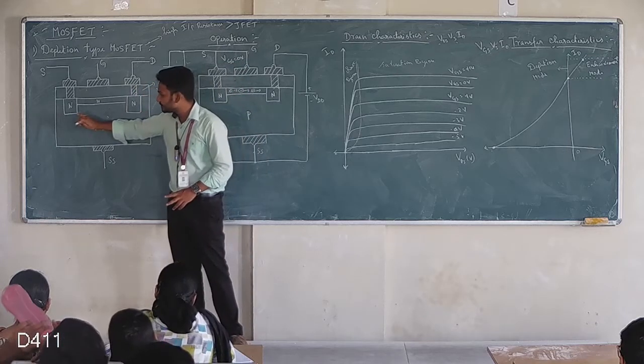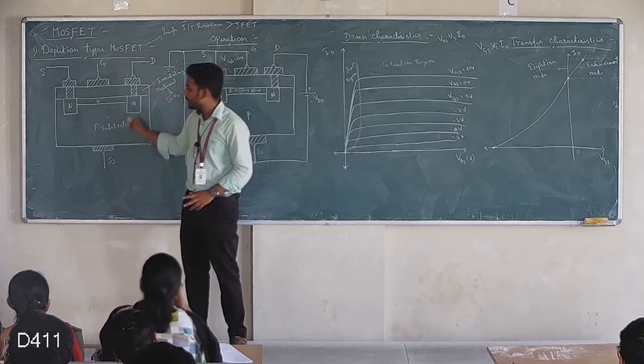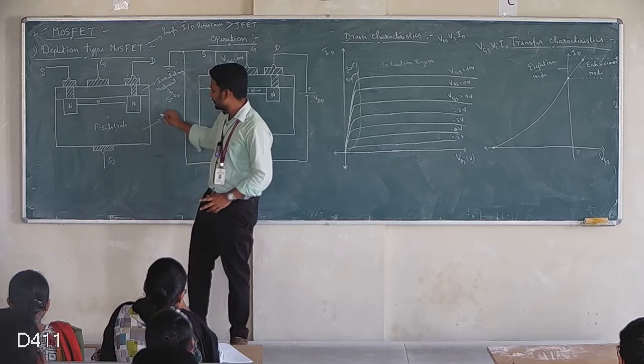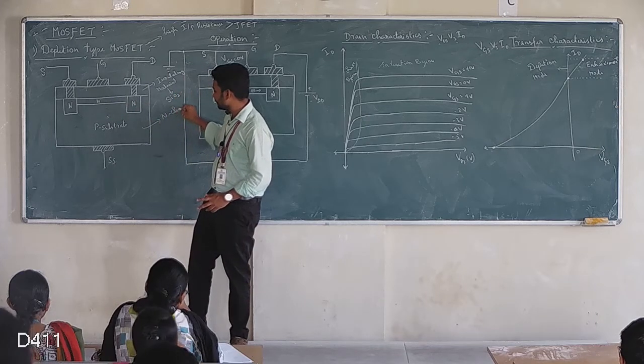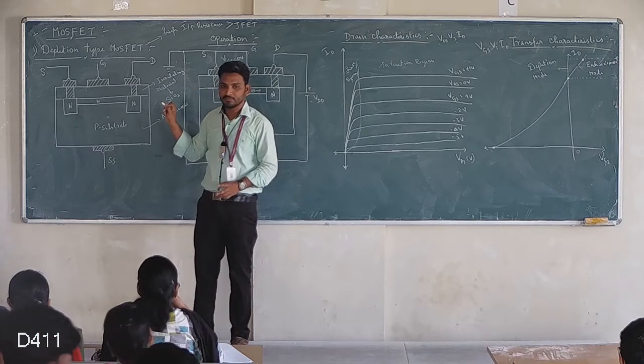We have to add two N-type materials to the P substrate. It will provide a channel-like structure, so it is called an N channel MOSFET. N channel depletion type MOSFET.